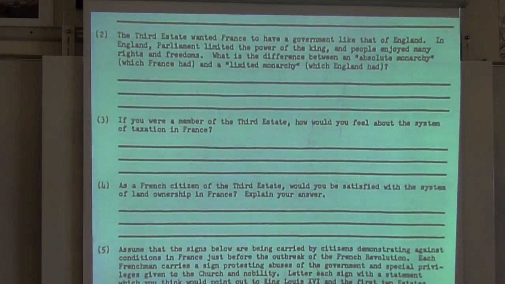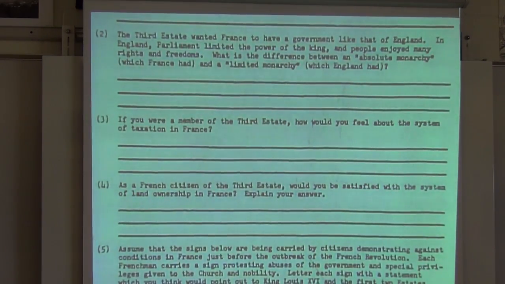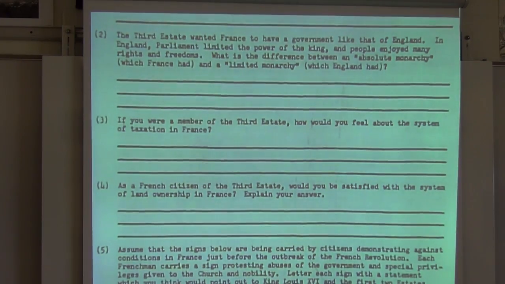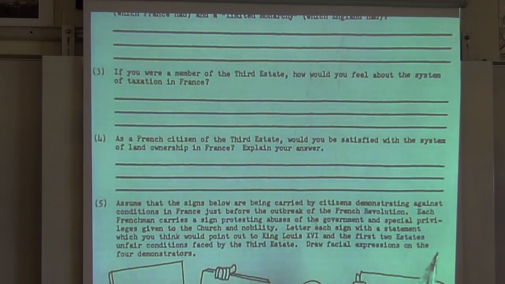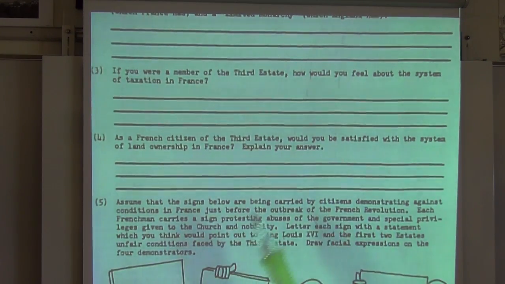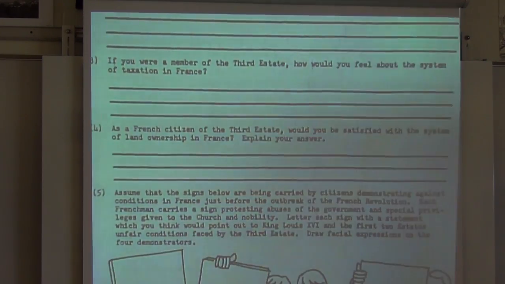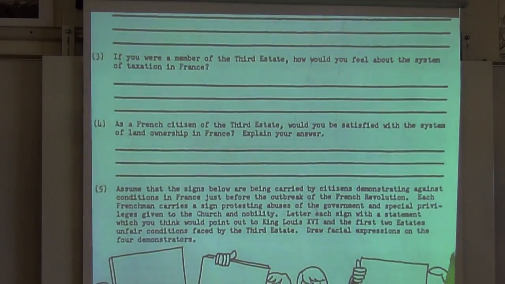If you were a member of the third estate, how would you feel about the system of taxation? Well, this isn't hard either, is it? It would be terrible. You would hate it because obviously the burden of taxation falls upon those least able to deal with it. As a French citizen of the third estate, would you be satisfied with the land ownership? Probably not.